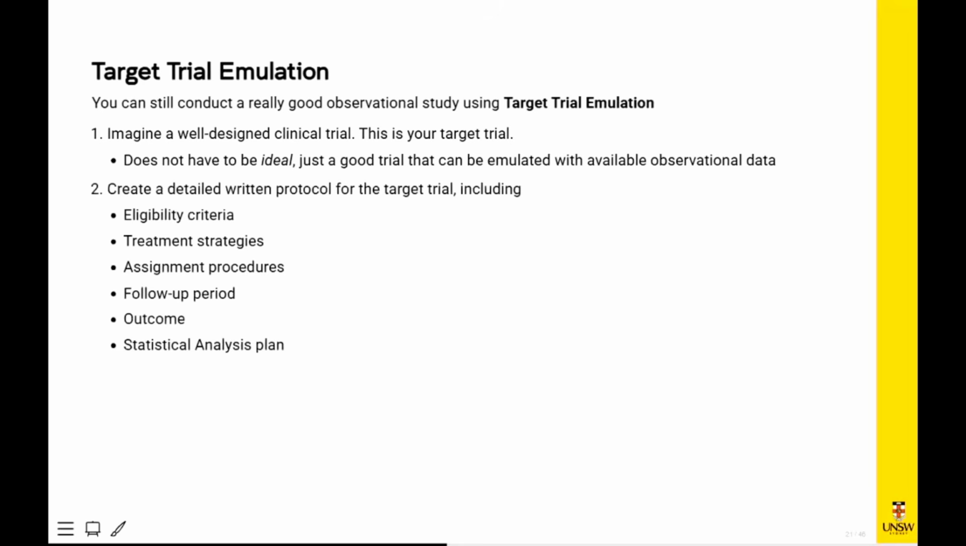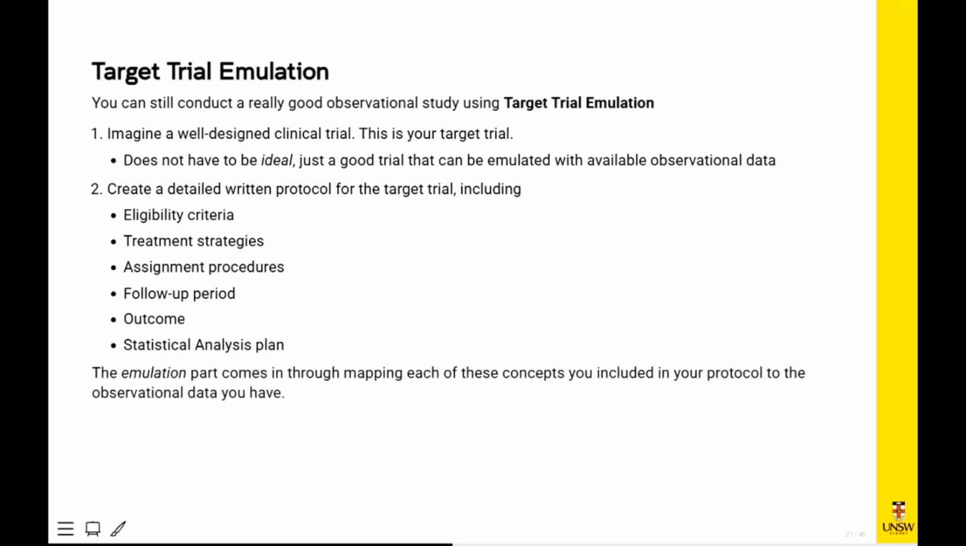You could then create a detailed written protocol for that hypothetical target trial, including things like the eligibility criteria for being included, treatment strategies, allocation procedures, what the follow-up period is, defining your outcome, and writing up a statistical analysis plan. So it's like you're actually designing the trial, but you're not going to run that trial because you can't. You're just going to try to emulate it. And the emulation part comes in through mapping each of these concepts that you included in your protocol to the observational data that you have.